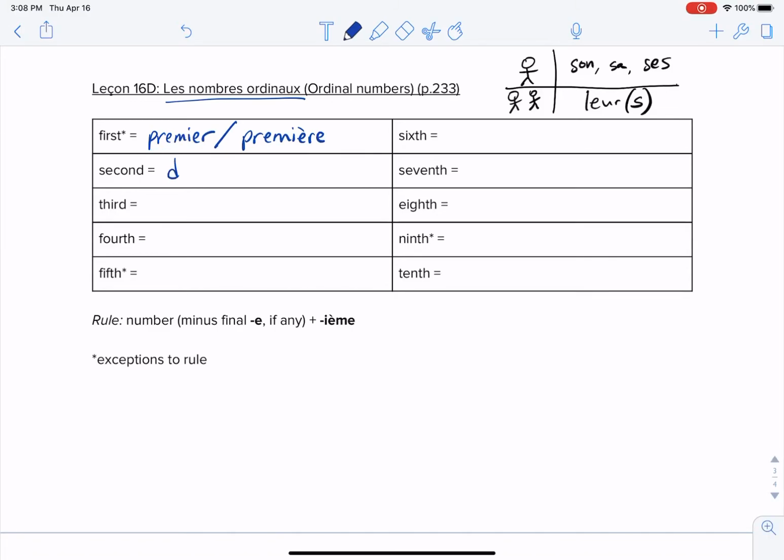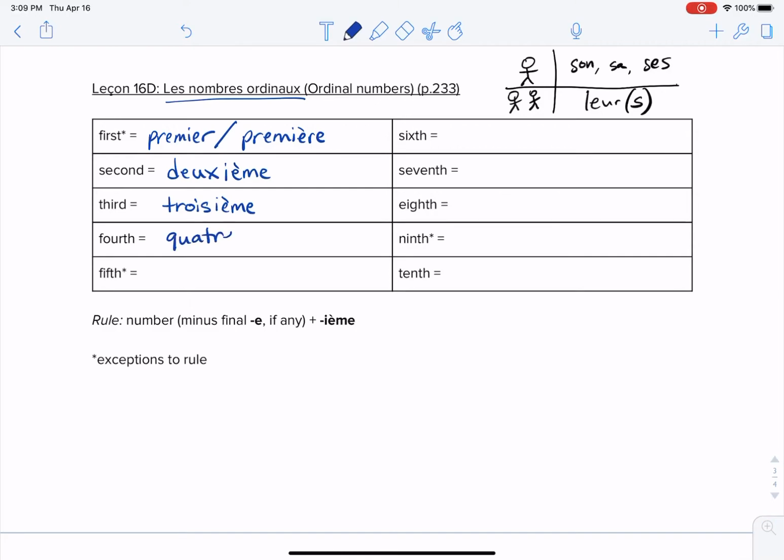Second, we take the number 2, deux, and we add this ending that we're going to see on the rest of the numbers. Ième, to get deuxième. Deuxième. Third, 3, remember, is trois. I add ième to become troisième. Troisième.